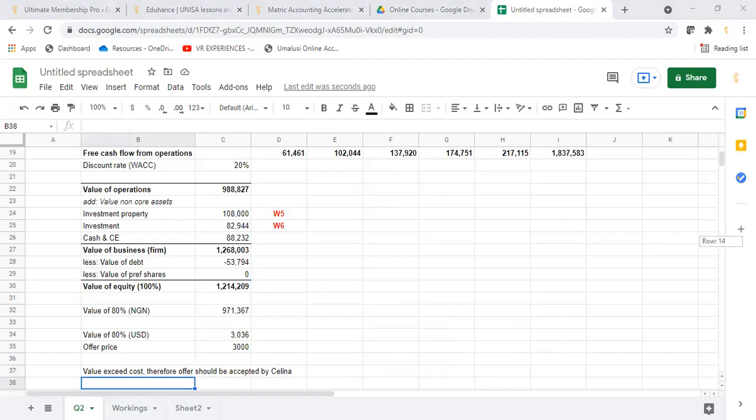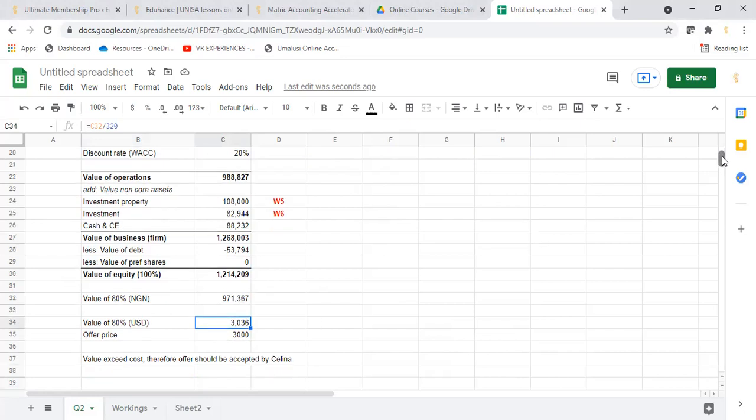Okay. So if I use the 80%, what did you do to come up with the 36? Sorry? The value of 80% in US dollar? Yeah. Okay, you just divided by 320. Yes, yes. Okay, I see our numbers are slightly different, but you can see where the difference came in. You can just check where I have a difference in number.